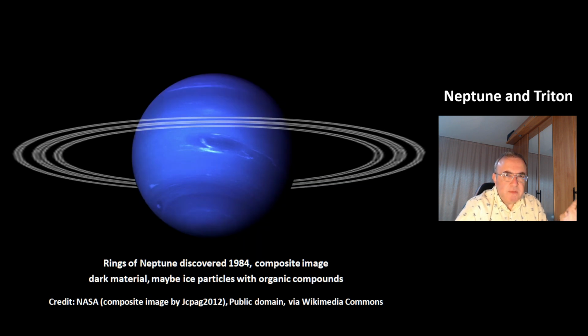The rings of Neptune were discovered in 1984. This is a composite image. The material of the rings is dark. It could be ice particles with organic compounds.